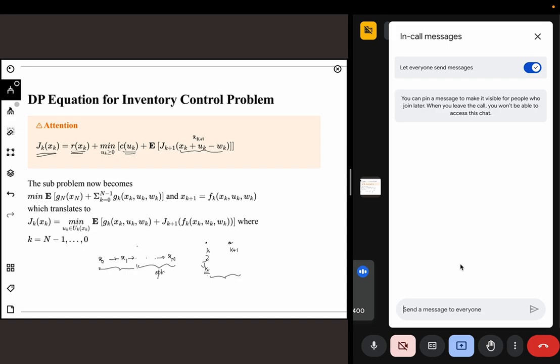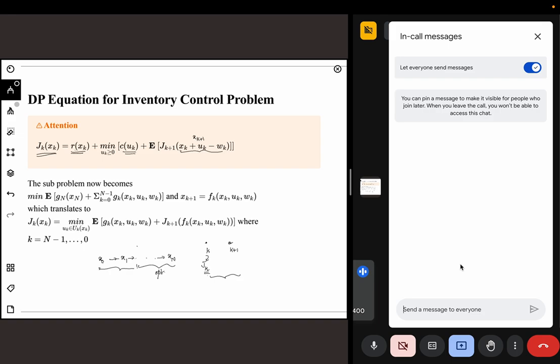Now the sub-problem from the original problem is this. All you have to do is use the same equation I have written, but written in a different way. Here xk plus 1 is xk plus uk minus wk, which is just one form, but in general that can be some function of xk, uk and wk. Again, this c of uk can in general be some function gk. Instead of the linear form we have taken here, r of xk plus c of uk, in general it can be any function, some gk of xk, uk, wk and some fk of xk, uk, wk.